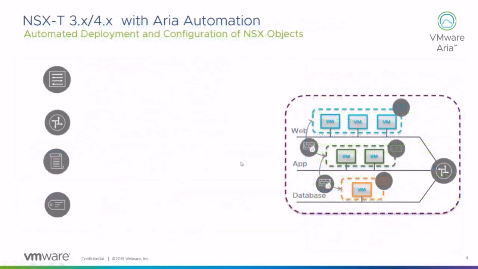All right, so starting with the big one here is NSX-T, whether you're on a 3.x or 4.x. When it comes to Aria Automation, we can easily create cloud accounts for NSX-T. And this really allows us to do automated deployment and configuration of NSX objects. So if we talk about NSX and what it provides today in terms of constructs, it provides and supports segments, which are the networks that it can create, and gateways, distributed security policies, and security tags.